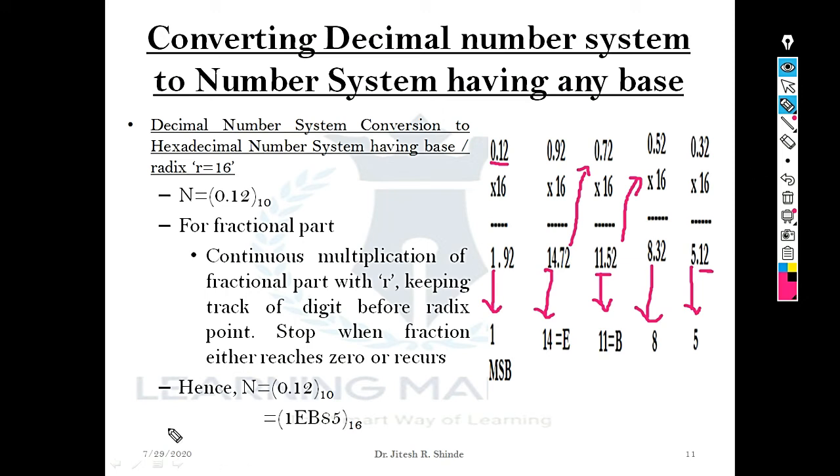Thus our answer, N equal to 0.12 specified in the decimal number system, is equal to 1EB85 base 16. In this way we can convert our decimal number to a hexadecimal number. Now let's see how we can convert a decimal number to an octal number.